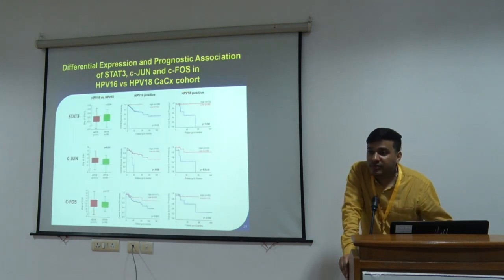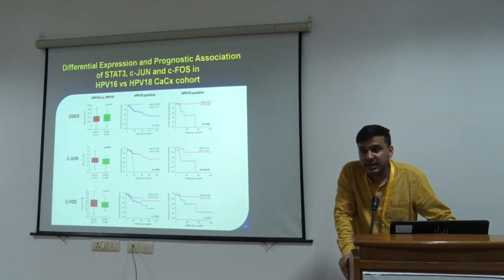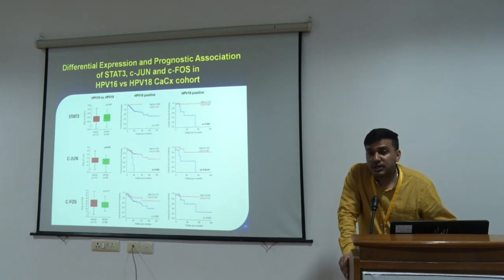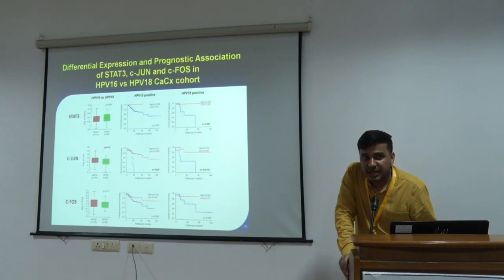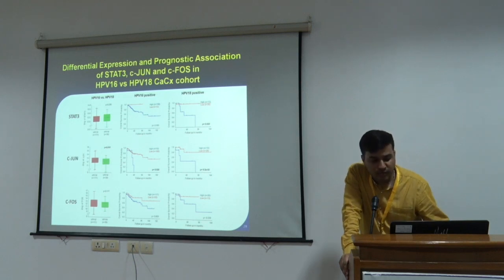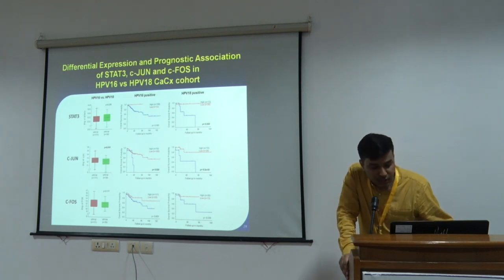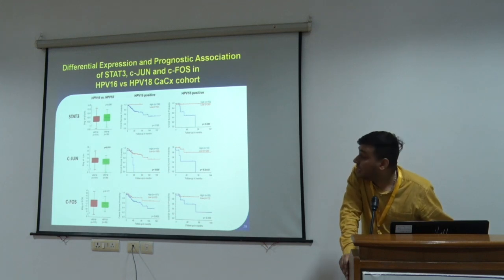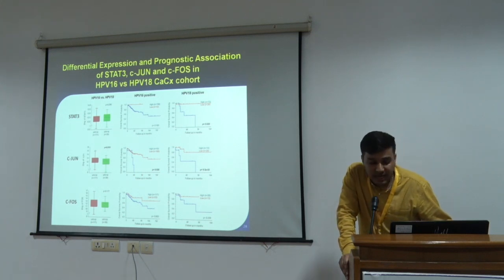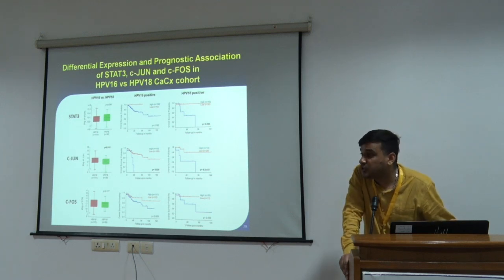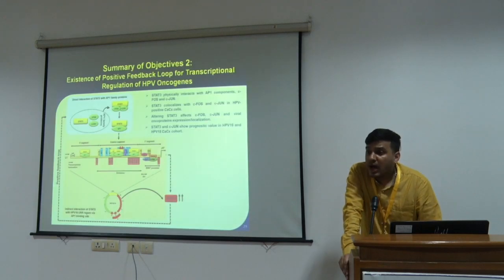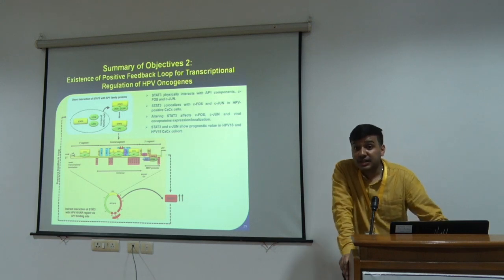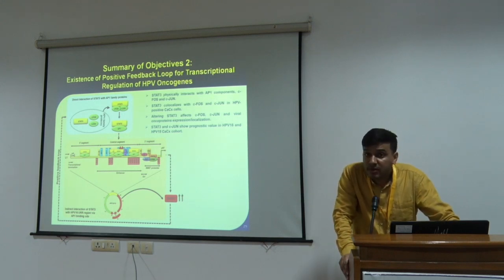So what we did, we analyzed a large transcriptomic data set that included around 305 patients from the TCGA database, The Cancer Genome Atlas, and what we found was that the expression of CJUN was differentially upregulated in HPV16 positive samples, and as the Kaplan-Meier analysis indicated, the higher expression of CJUN was associated with poor survival.